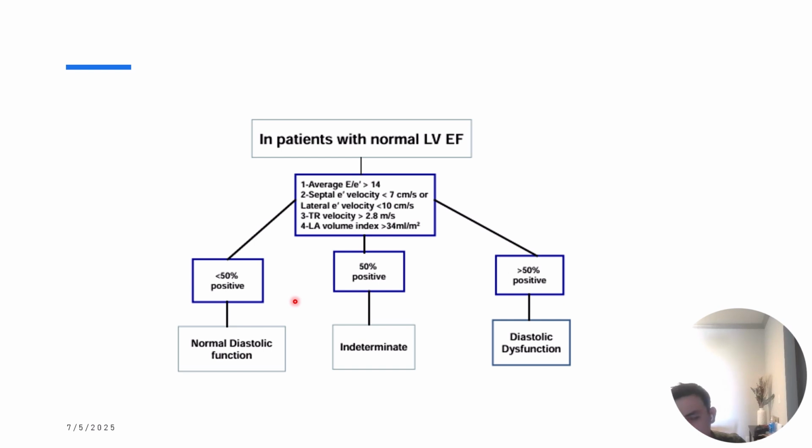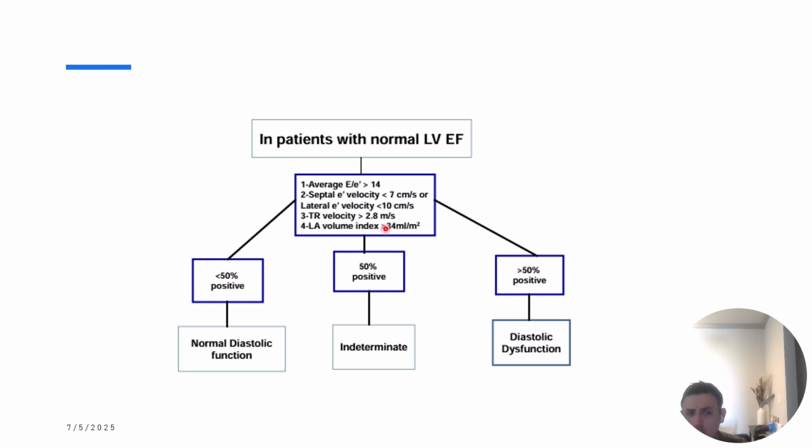Back in 2016, the old guidelines tell you that to evaluate diastology on echocardiogram, you can base it on 4 parameters: if your average E over E prime is more than 14; the E prime is less than 7 septal or less than 10 lateral, by tissue Doppler; the TR velocity is more than 2.8; and the LA volume index is more than 34. If more than 50% of these are positive, you have diastolic dysfunction; if less, you have a normal diastole.